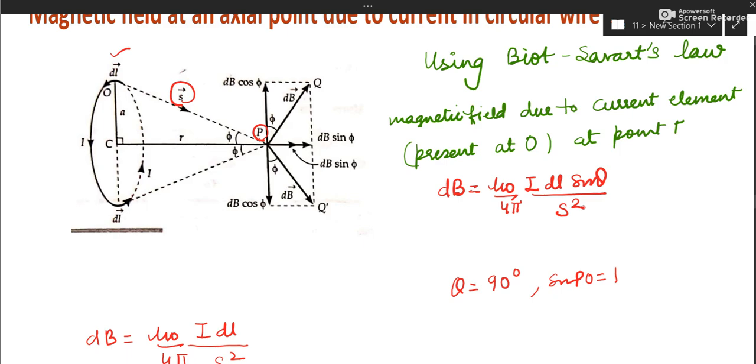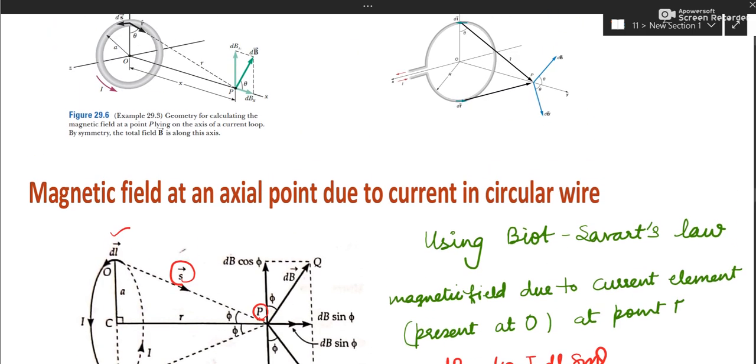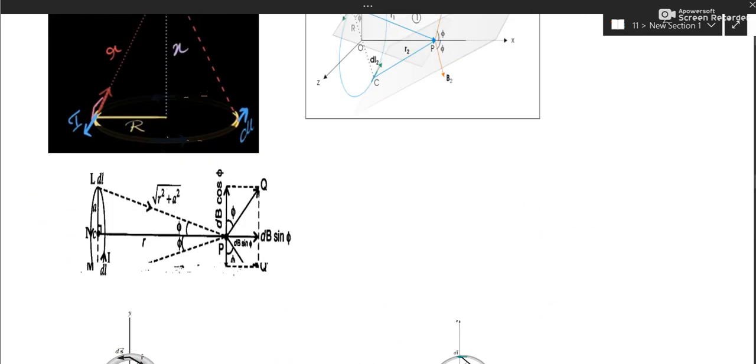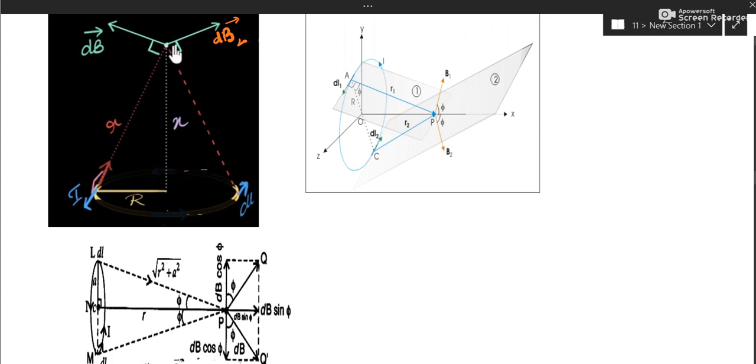Now talk about theta. In this diagram, theta is not clear. So we can take help of any other diagram which is strong enough to explain the angle. So you can see here, this is DL. Can you see this arrow? Yes, this is DL.